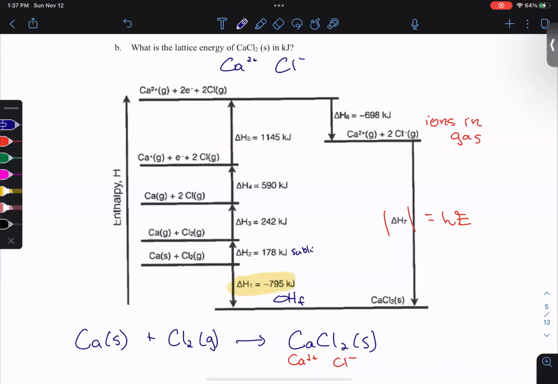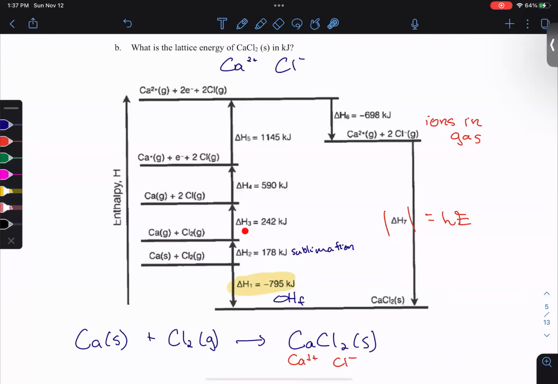Sublimation. This is the energy to sublime 1 mole of calcium solid. And that's a value you can look up. It'll be a value in kilojoules per mole. All right? Okay, so that's the first step, subliming calcium to calcium gas.